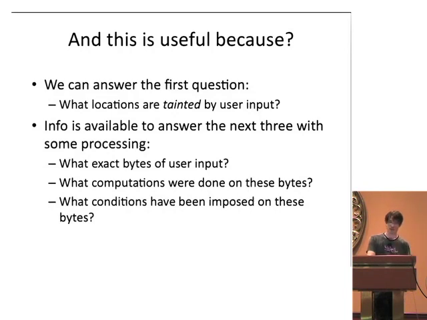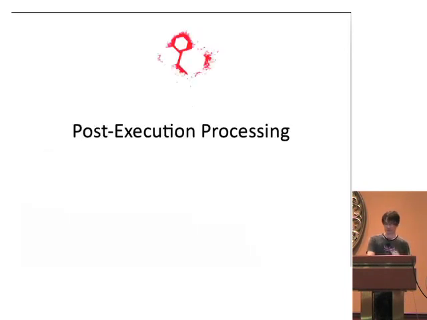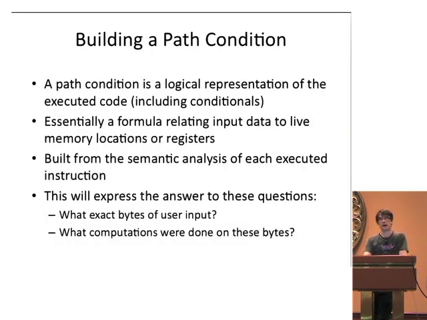But to actually do things with this, we need to process this graph that we've constructed after execution is finished, or once we've paused a debugger or whatever. This is typically called a path condition, which is basically just a path through your graph that represents all the executed code so far.